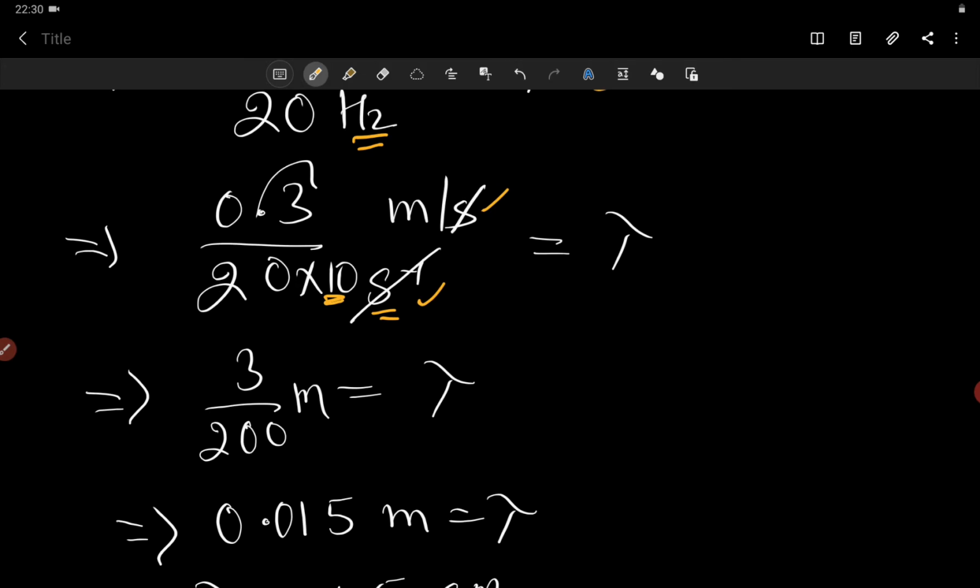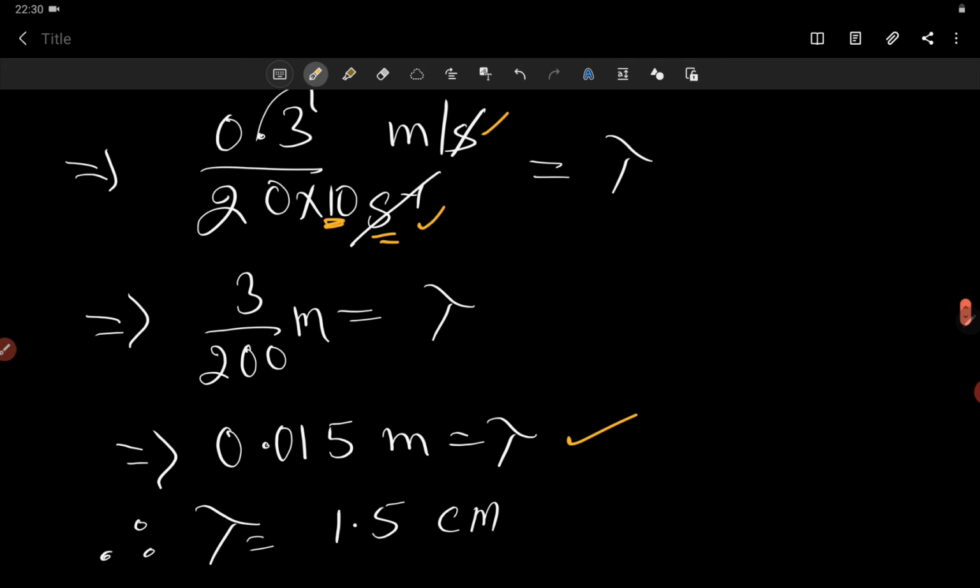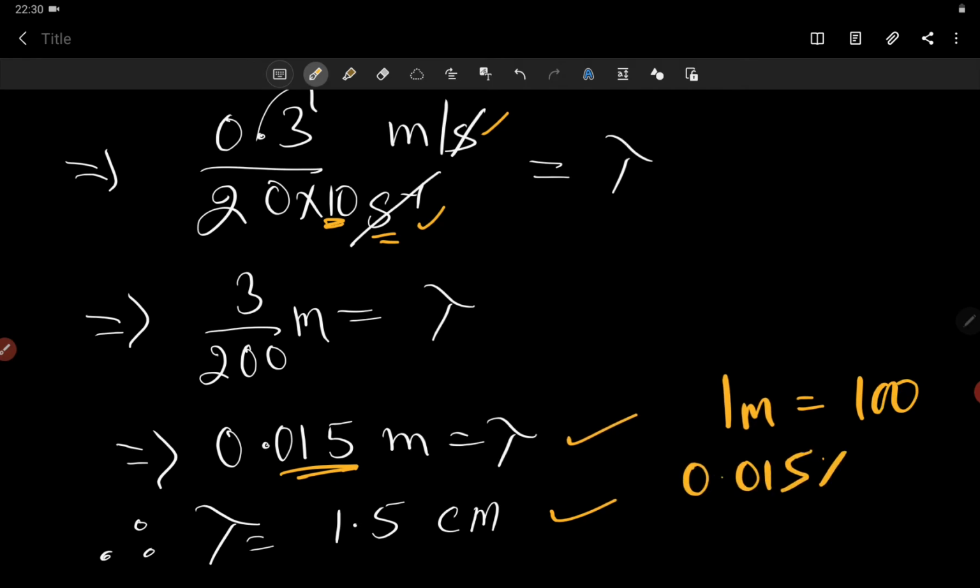which shall give me 0.015 meter equals lambda. Now therefore lambda equals 1.5 centimeter. To convert this meter into centimeter, as you all know, 1 meter has 100 centimeter. So 0.015 multiplied by 100 shall give me 1.5. Thus I am getting 1.5 centimeter. So I hope number 4 is clear. Yes, number 4 is clear as well.